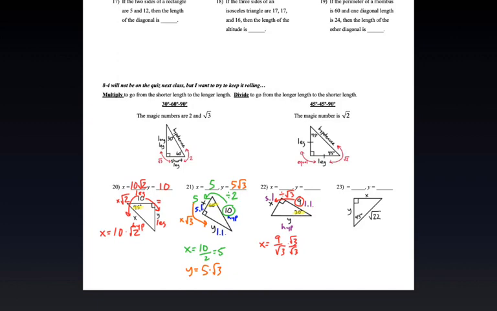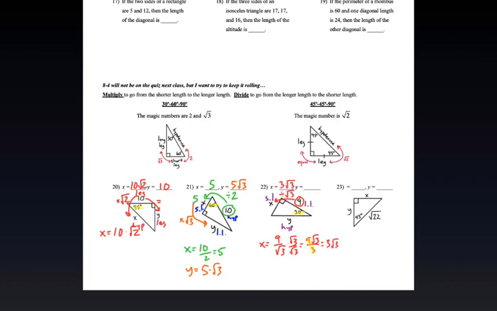Here I have to simplify. Square root 3 over the square root 3, I'll multiply that way. When I multiply the numerator, 9 times the square root of 3 is 9 square root 3. On the denominator, square root 3 times the square root of 3 is simply 3. Now this simplifies. The 9 and 3 will reduce, and we just get 3 square root 3.